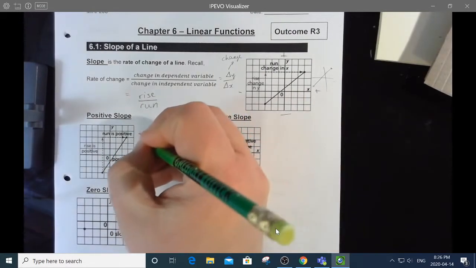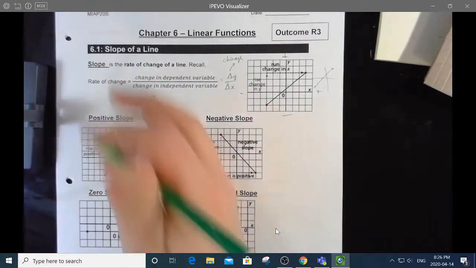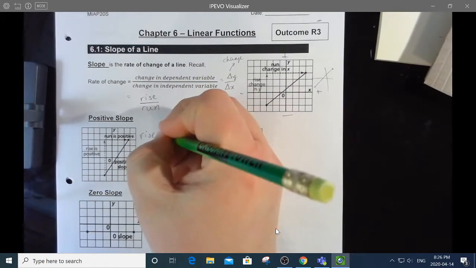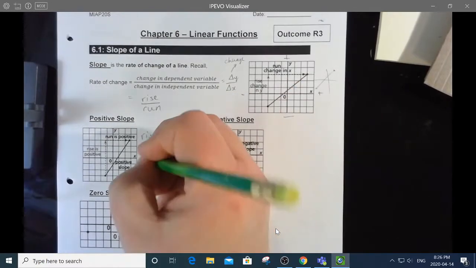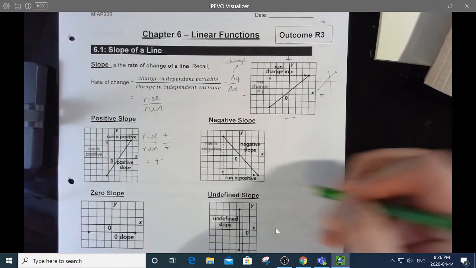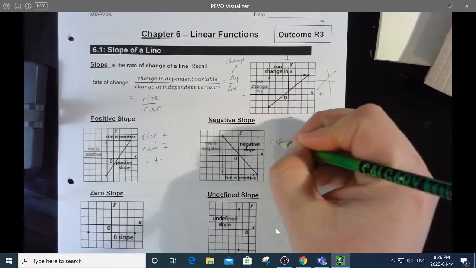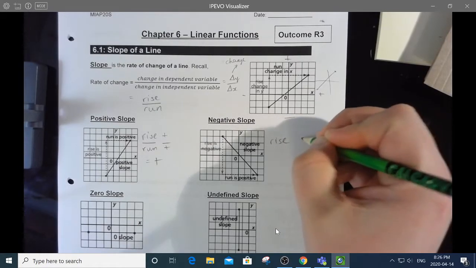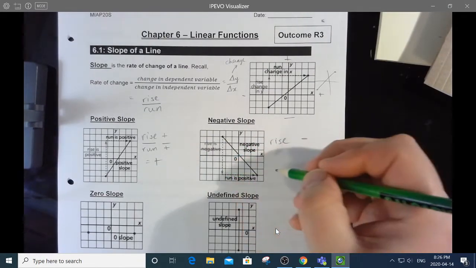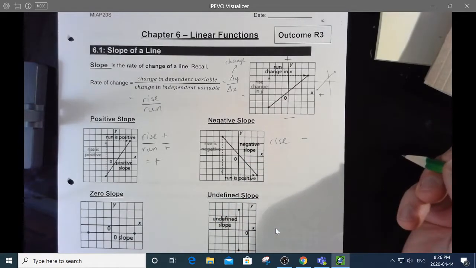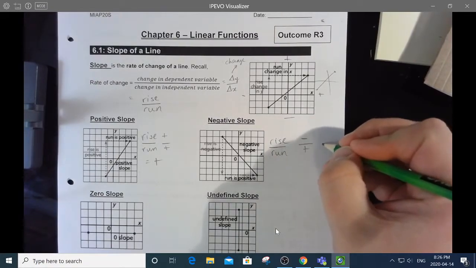So its rise is, let me just erase that and start over for that. Its rise is positive. Its run is also positive. And a positive divided by a positive is, of course, a positive. Notice this line here, though. If I start at this point and go to that point, then my rise is actually going down. So that's a negative. Notice as I go from left to right, I'm still going in a positive direction because I'm going towards the right being positive on a grid. So that's a negative divided by a positive, which is negative.